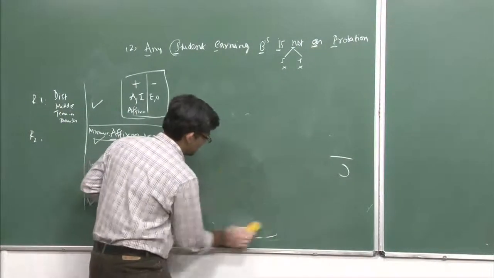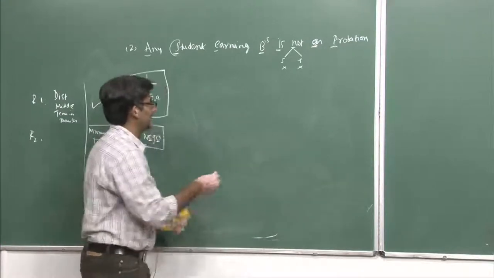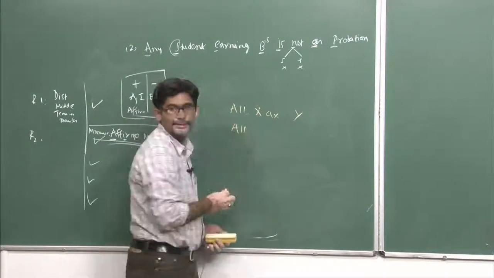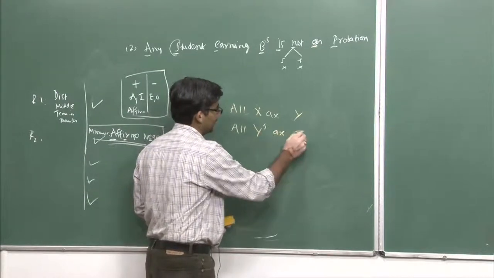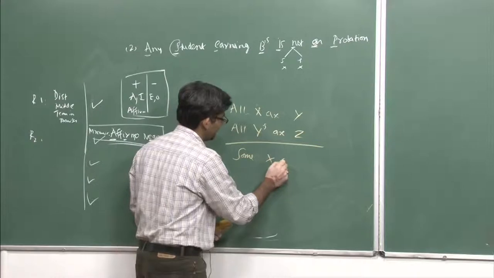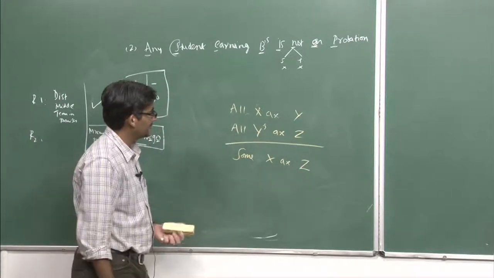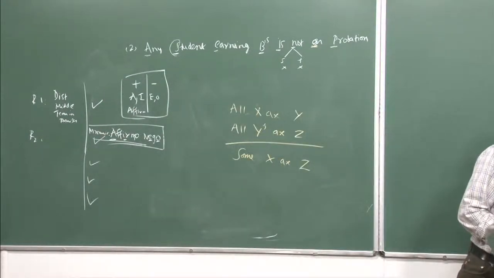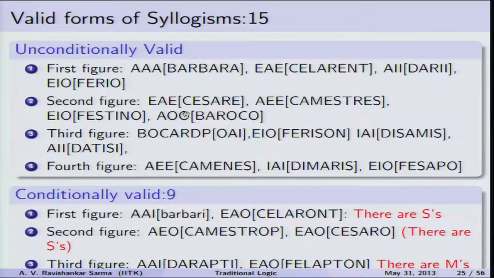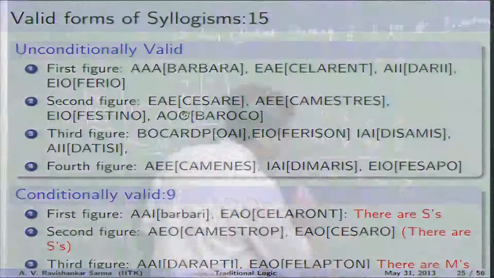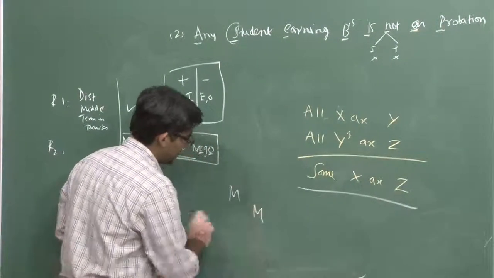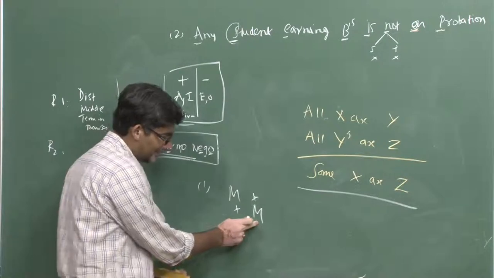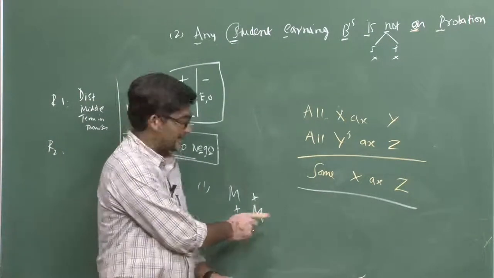Suppose you have an argument in which you have: all Xs are Ys, all Ys are Zs, and then from this you infer some Xs are Zs. This is with respect to figure number 1. In figure number 1 the middle term should be M and M: in the first premise the middle term should occupy the subject position, and in the second categorical proposition the middle term should occupy the position of a predicate.